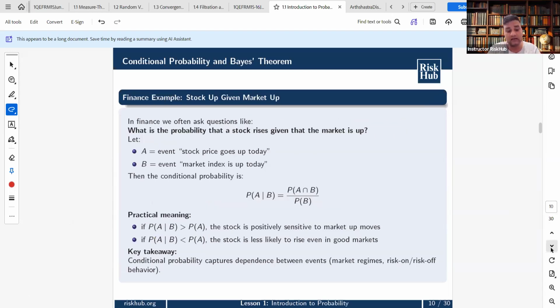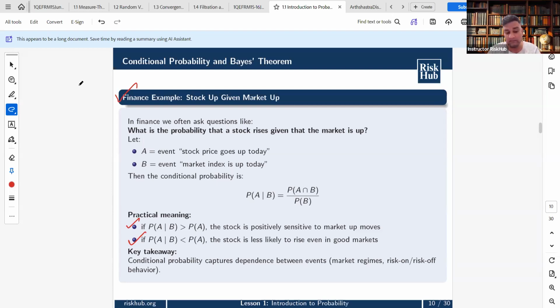Then we go into the next part. Again, a finance example, an excellent example: stock up, given market up. We define A as stock rises, B as market rises, then P(A|B) equals P(A intersection B) divided by P(B). Interpretation: if P(A|B), A conditional on B, is greater than P(A), what does it mean? The stock tends to move with the market, positive market sensitivity, high beta-like behavior. If P(A|B) is less than P(A), it is less sensitive to market rallies.